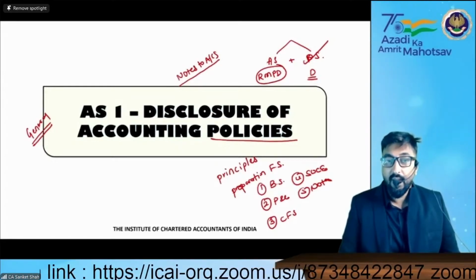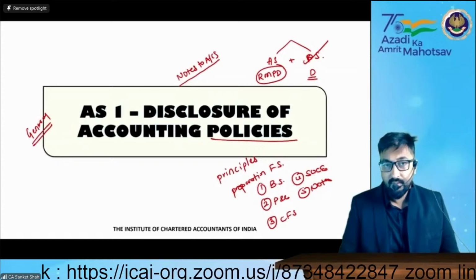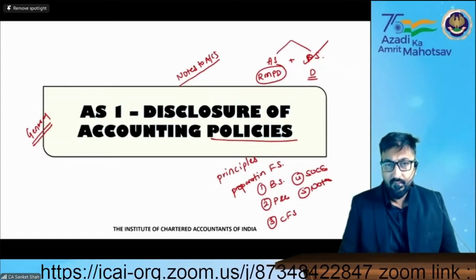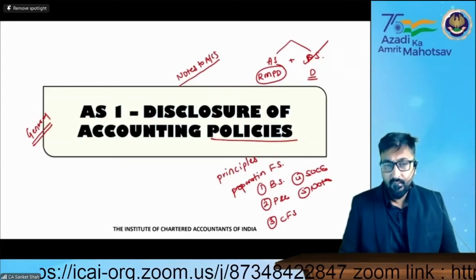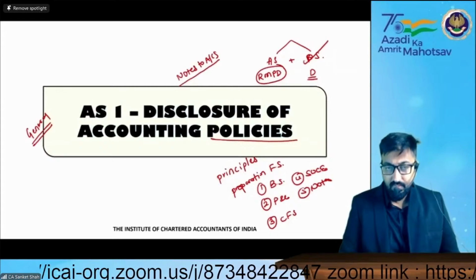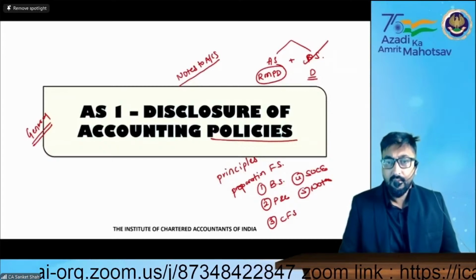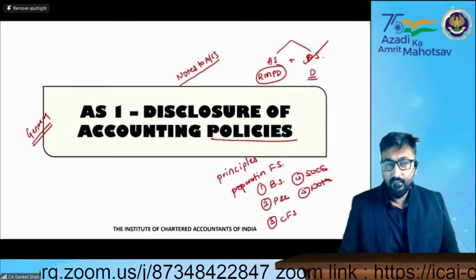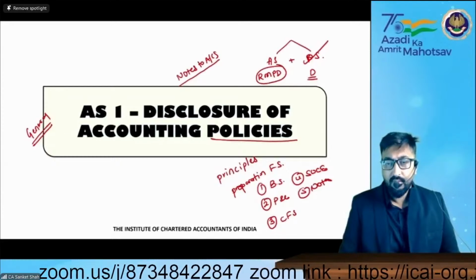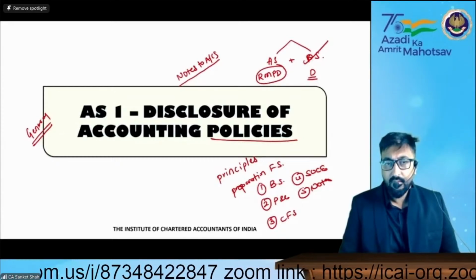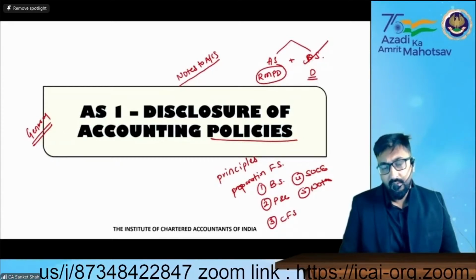Okay, speak. Accounting standards. Accounting standards are divided in 2 parts: accounting and disclosure. Accounting means RMP: recognizing, measurement, presentation. Disclosure requirement is different from RMP, and we are going to see disclosure in this AS1 and policy involved.